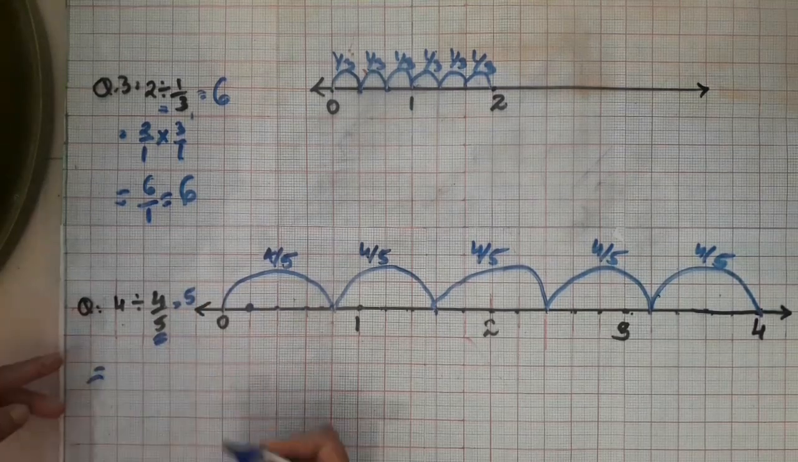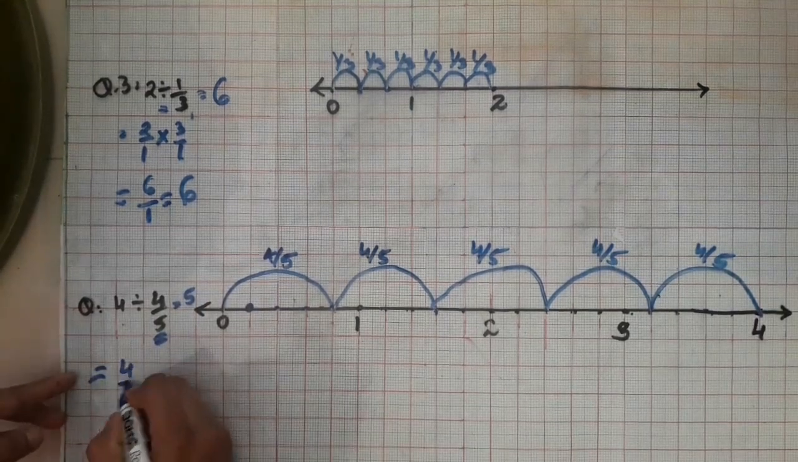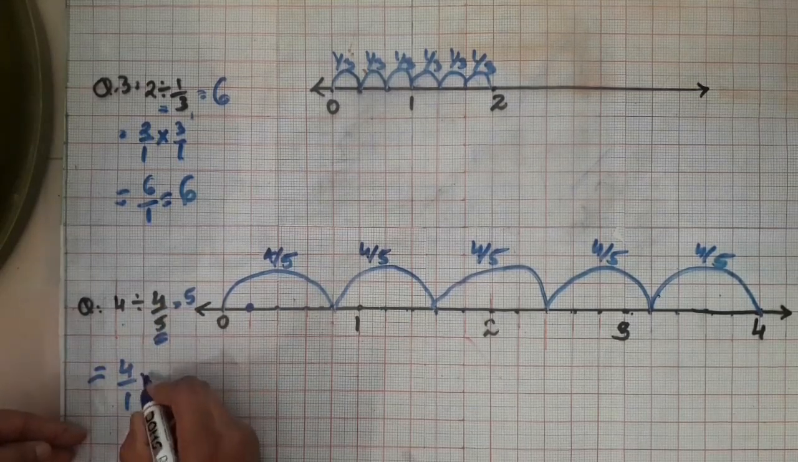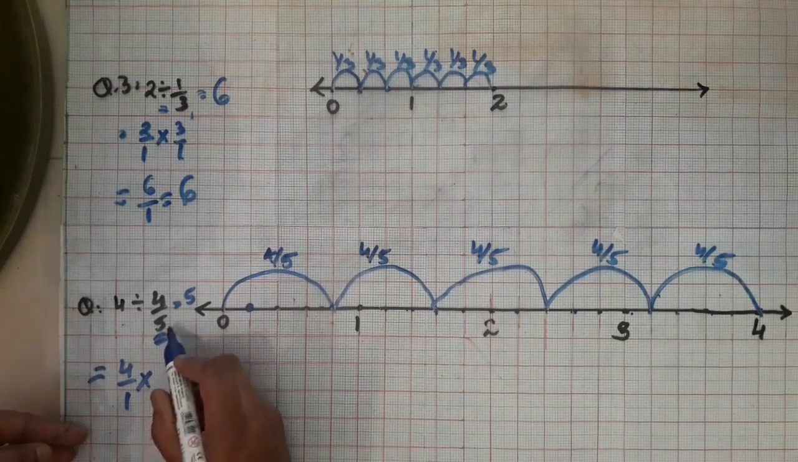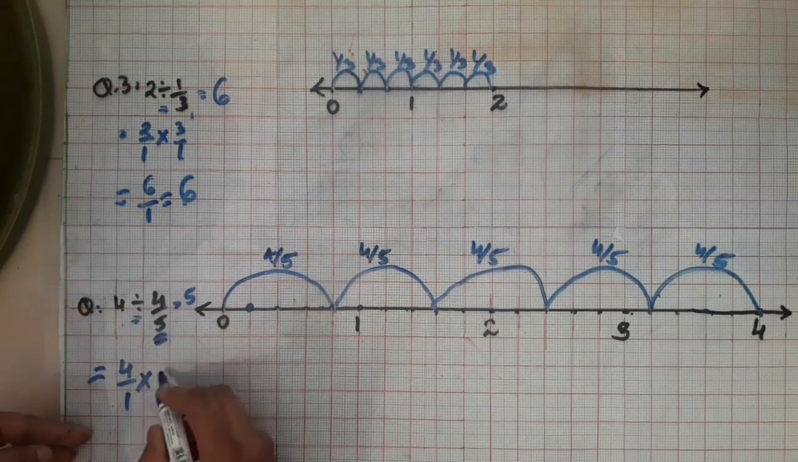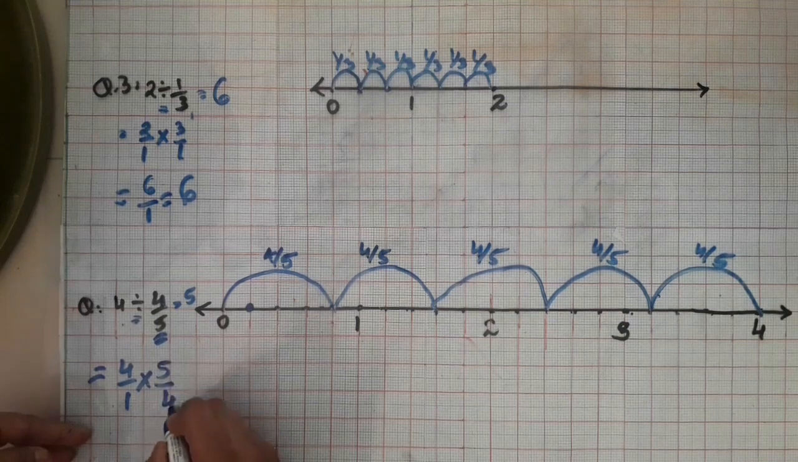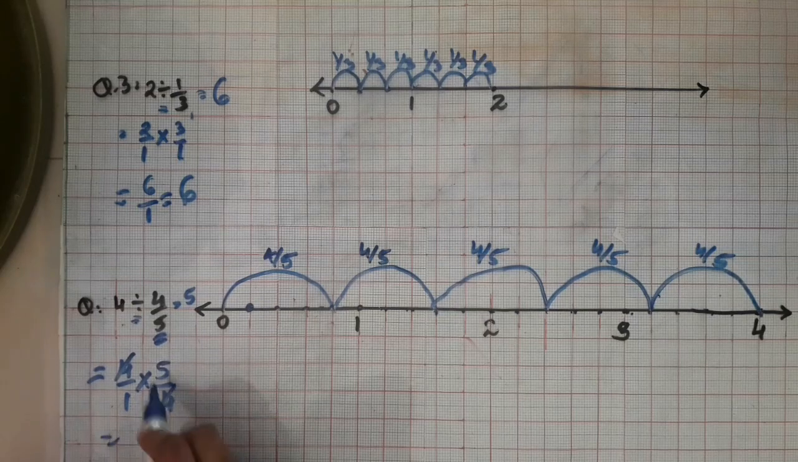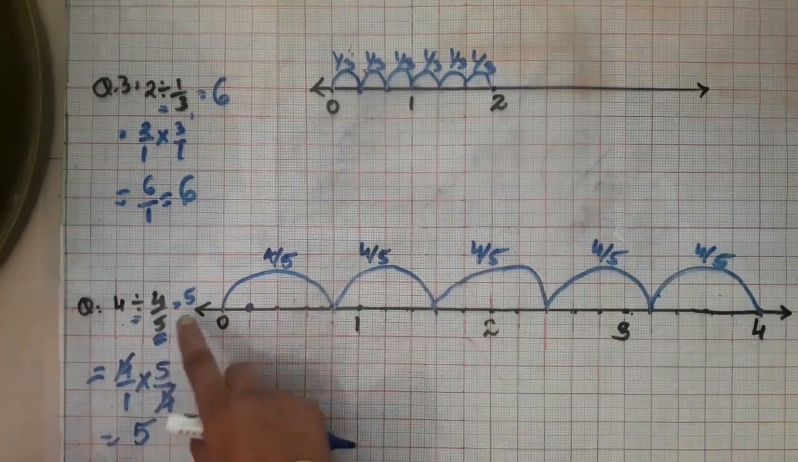Let's check with the other way also. 4 upon 1 you have to write. Instead of division, write the multiplication sign and the reciprocal of the number given after the division sign, that is 5 upon 4. So you have to write it 5 upon 4. Now this 4 will go away. So 1 5s are 5. Here also you got it as 5.